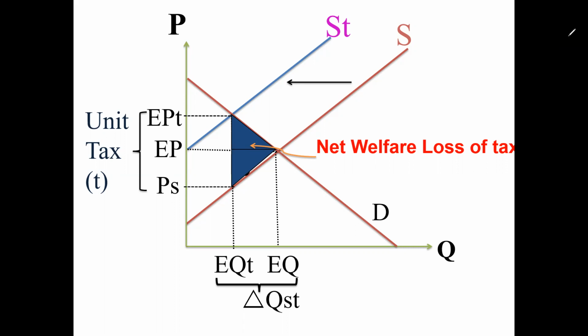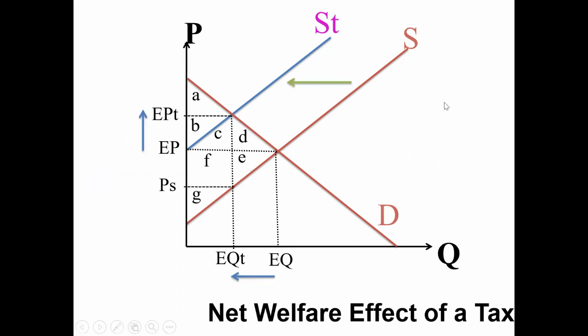Right, we see this again. Look at this diagram again. Right, now tell me. You have to answer me using these letters A, B, C, D, E, F, G when I ask questions. First, tell me, which letters represent consumer surplus before tax?